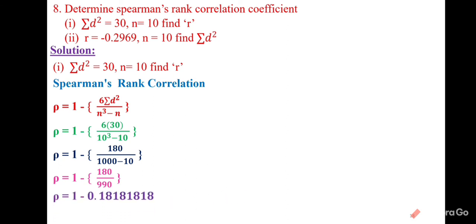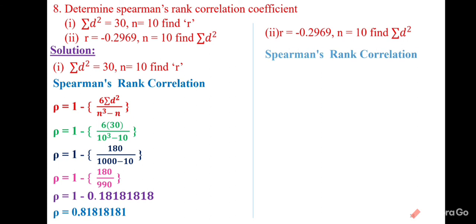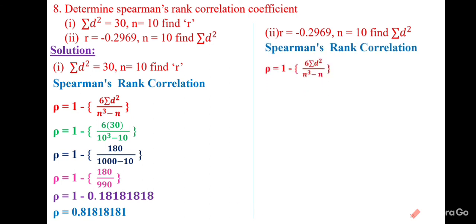So 0.1818. Use the calculator and we will get the values. 0.818181, like that it will go. That's the way. Then another question, where they are asking for summation d square. So this is a question, and then use the formula.